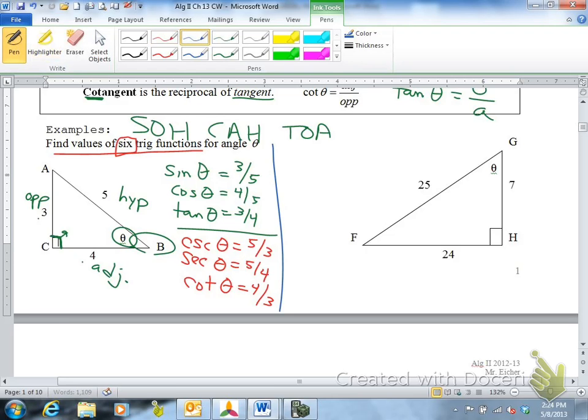On the next problem, I'm going to give you a chance. Notice the angle is up top at angle G, where theta is. If you need to, identify which one's opposite, adjacent, and hypotenuse, and then I want you to state the 6 trig functions and what they equal. I'll write the first 3 and see if you can do those.